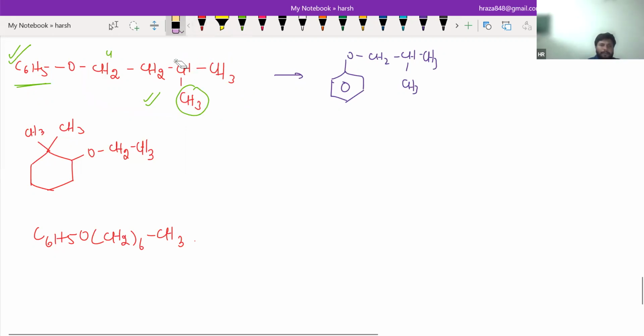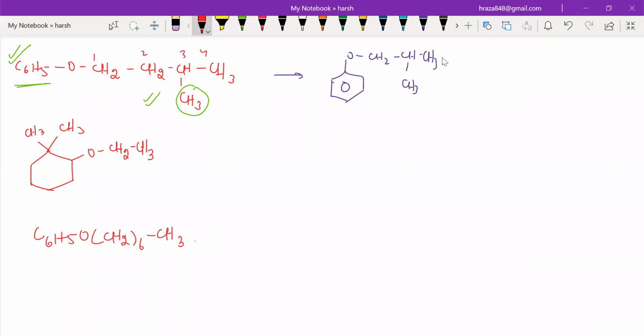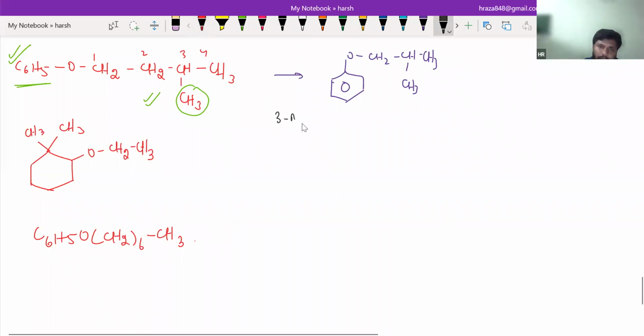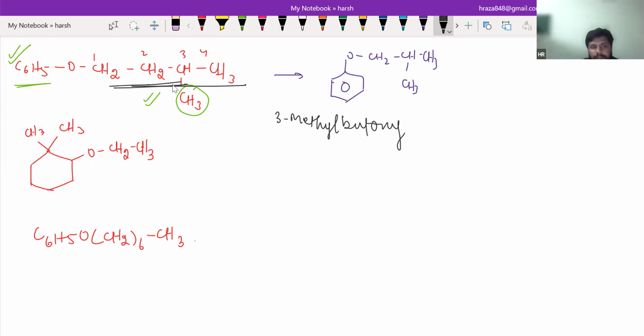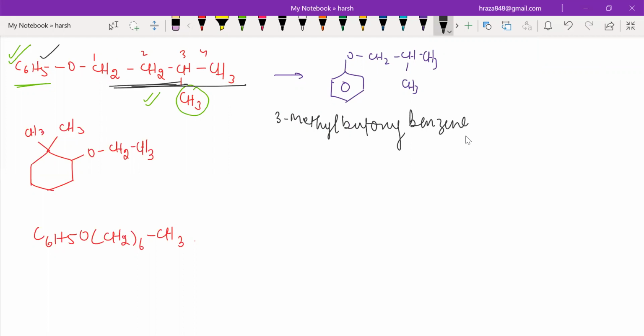Wait a minute. Its numbering will be done 1, 2, 3, 4. Now its name will be 3-methyl, and then 4 carbons are there, so it will be butoxy. This is the substituent for this: butoxy, and then benzene. Oh, okay. So I did the numbering wrong. I did something wrong.